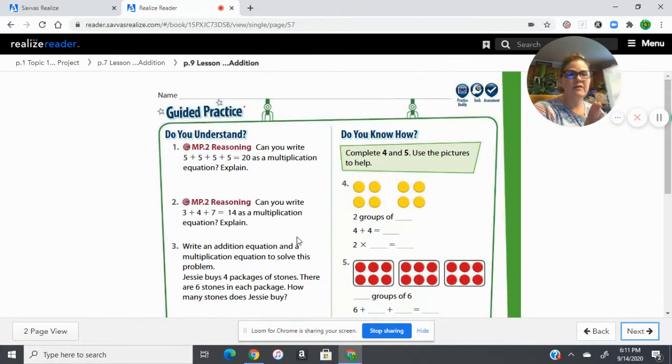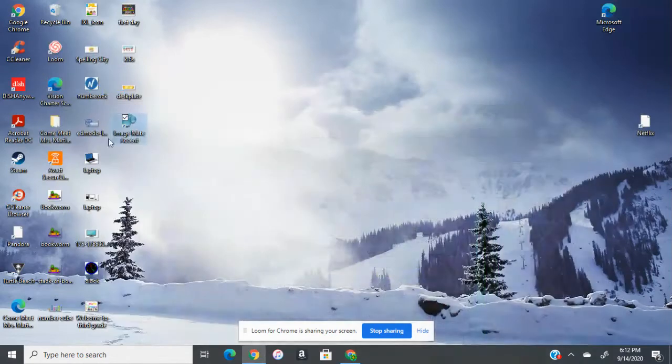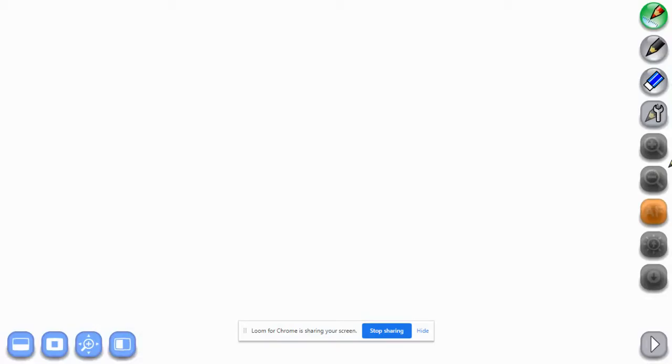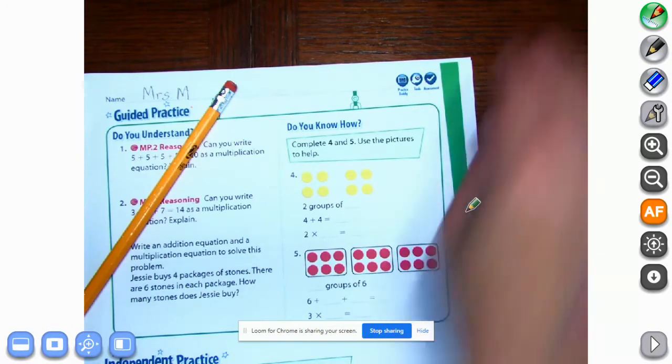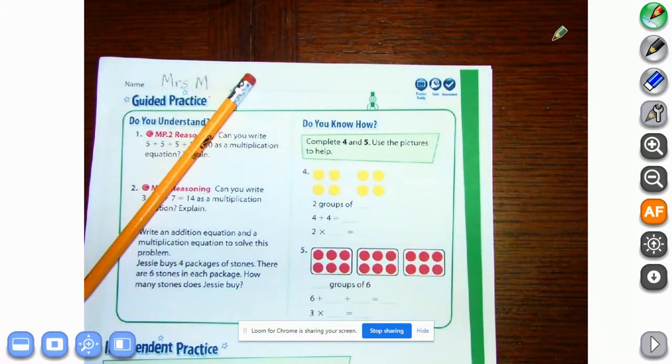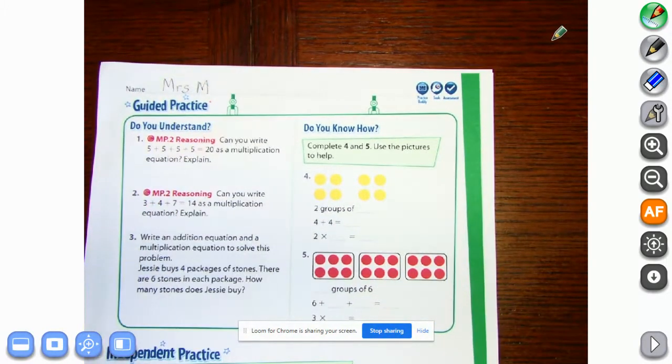So I printed off a copy for myself, and what I'm going to do is put it on pause for a second, and I'm going to open up our camera so that we can see it on the camera. I'll be right back. All right, so let me go get our camera opened up. All right, so there's our problem page. Move that out of the way. All right, so let's go to number 1.